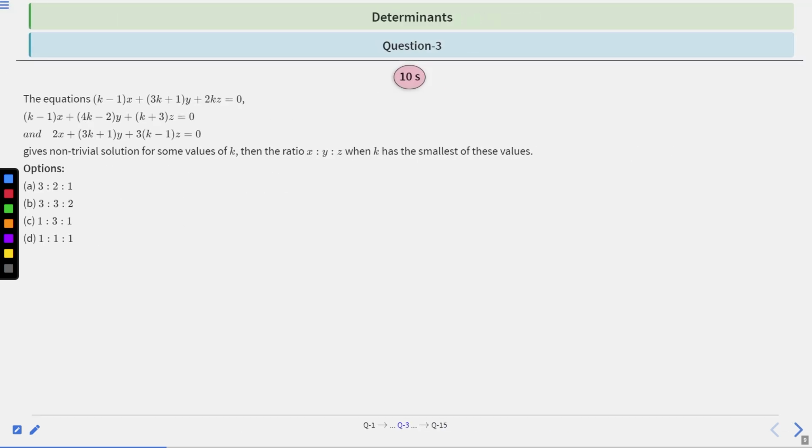Okay, let's discuss question number 3. The equations, these 3 equations given, have a non-trivial solution for some value of k. Then find the ratio of x is to y is to z, where k has the smallest of these values. So you have 10 seconds to solve this question. After 10 seconds, we will discuss the solution.